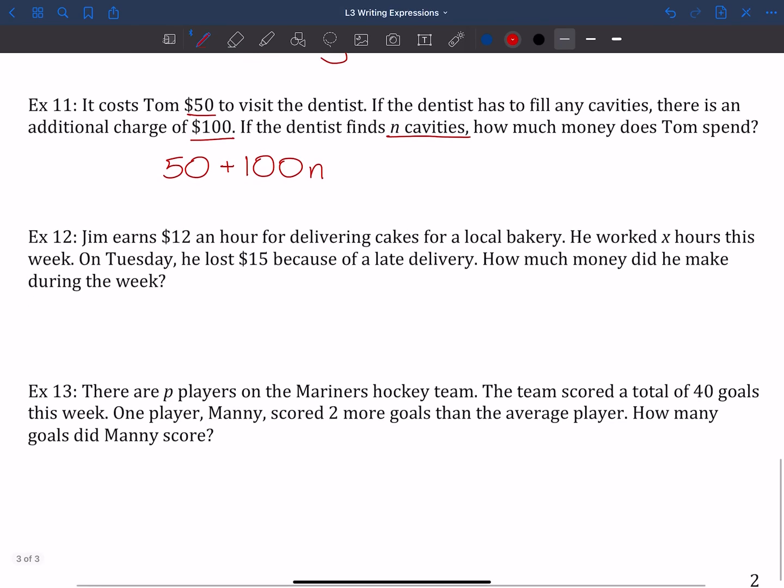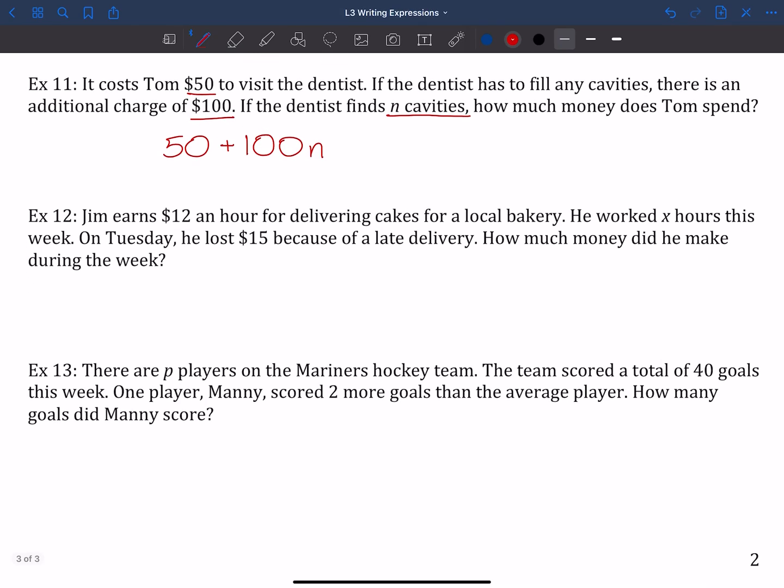Jim earns $12 an hour for delivering cakes for a local bakery. He worked X hours this week. On Tuesday, he lost $15 because of a late delivery. How much money did he make during the week? So again, this is one where it's talking about a rate. It's like $12 an hour, kind of like saying per hour. So that's clueing us in that there might be some multiplying there.